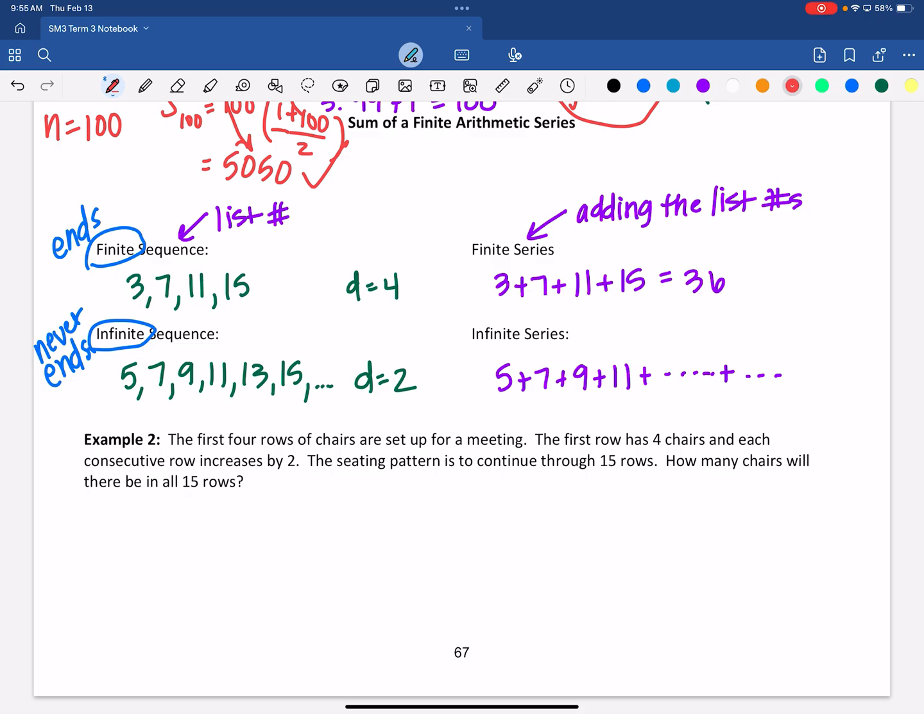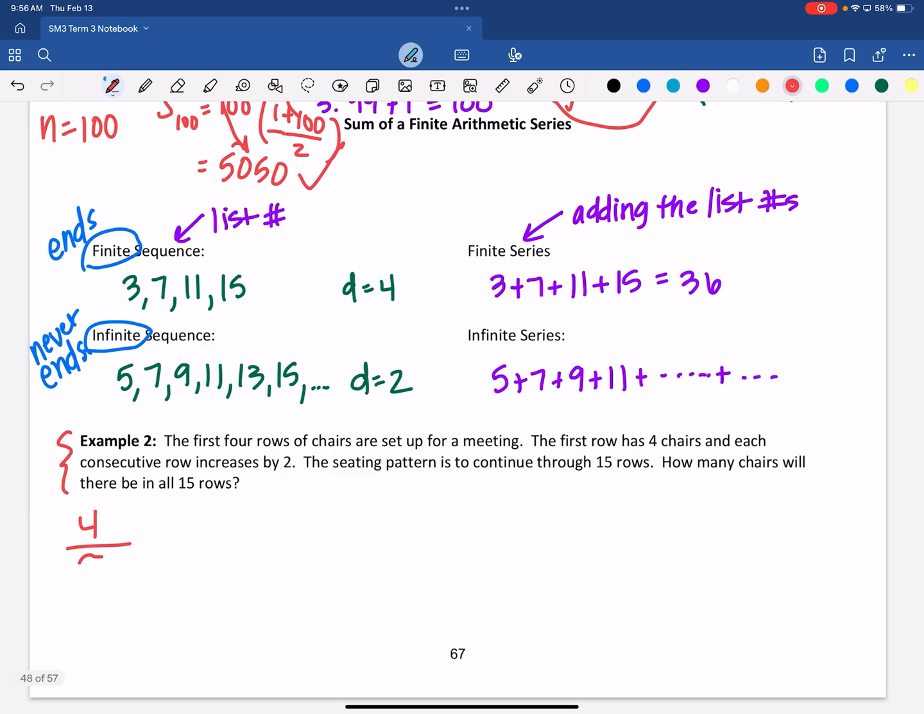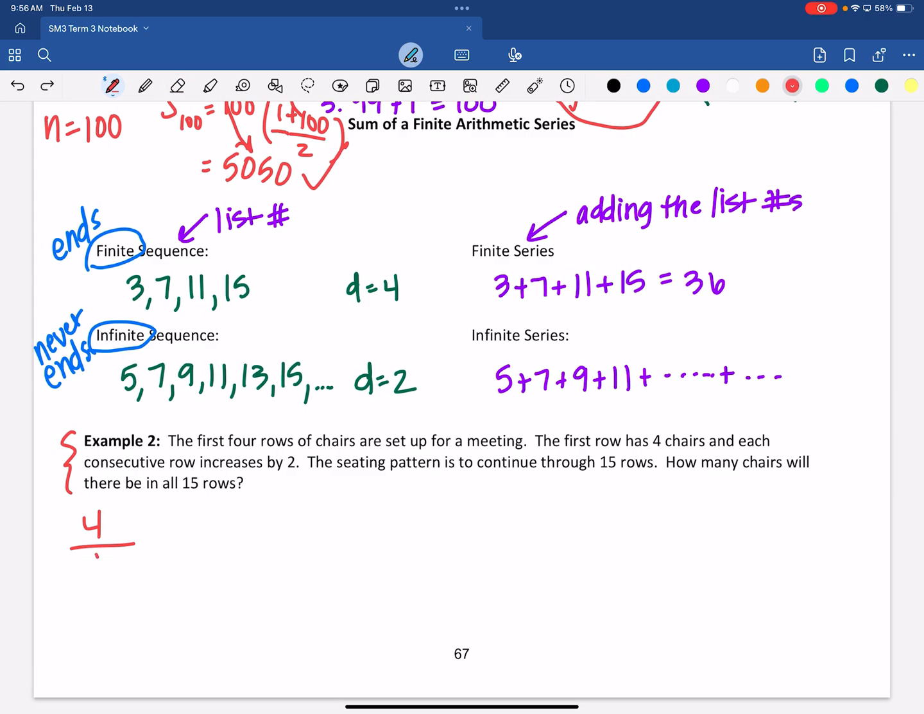Okay, look at example 2. Let's try to do the same thing. The first 4 rows of chairs are set up for a meeting. The first row has 4 chairs. Are you okay if instead of saying row 1, I say A sub 1? A sub 2, which is row 2, is 6, and so on. And it goes on all the way till row 15.